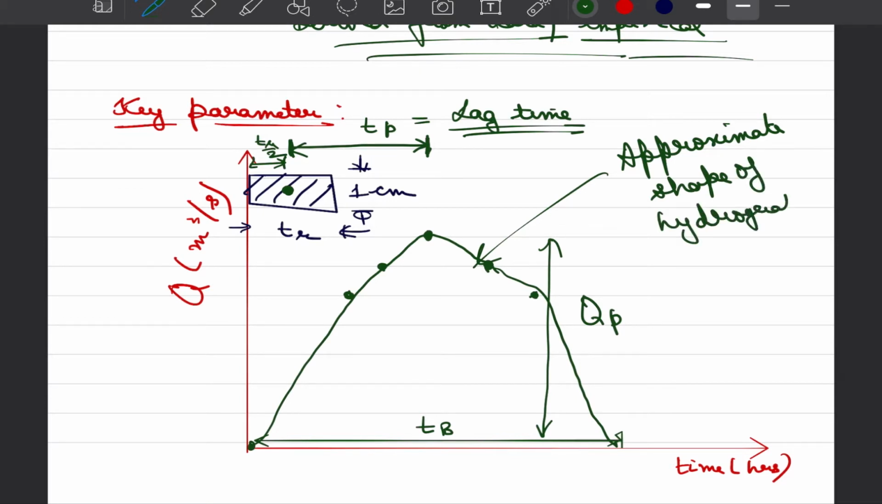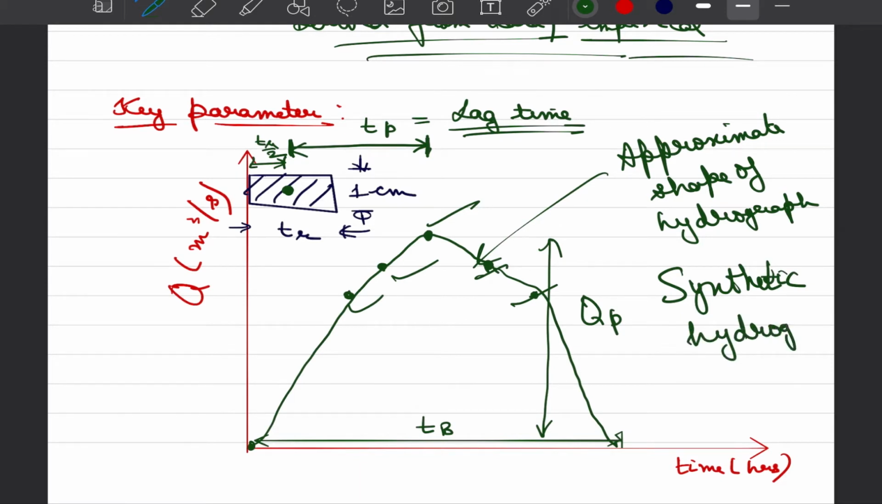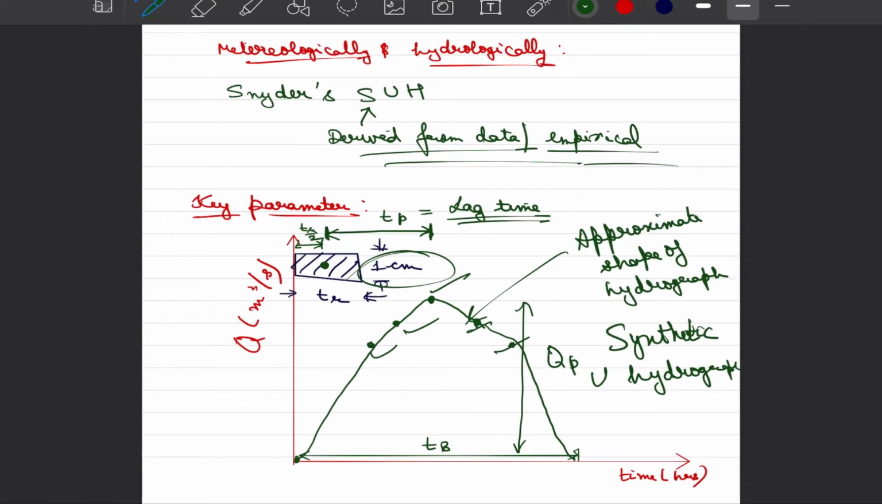Generally, if we have data corresponding to these points, we end up with developing the realistic hydrographs. If we are just developing it with the help of equations, we end up with synthetic hydrographs. Now, since the total depth of precipitation under consideration is 1 centimeter, they again become synthetic unit hydrographs.